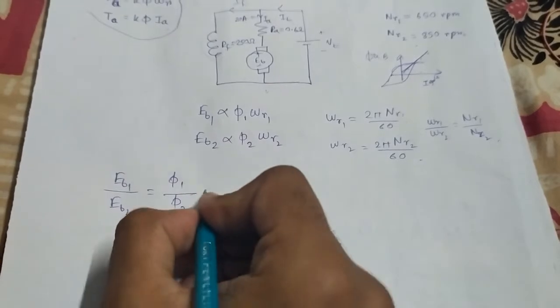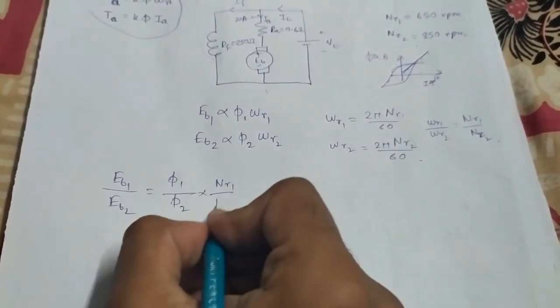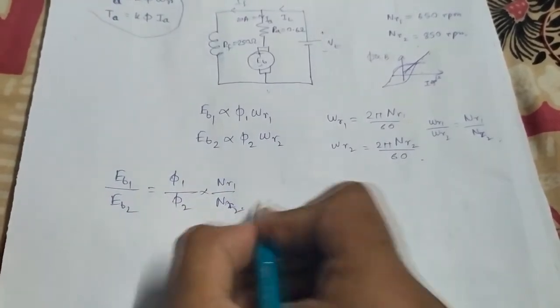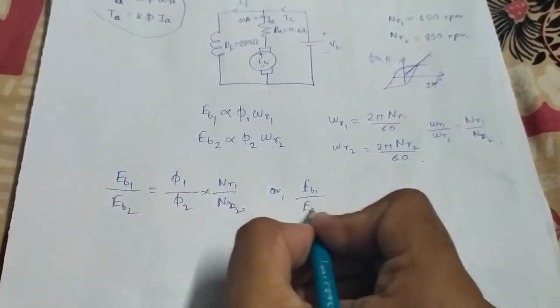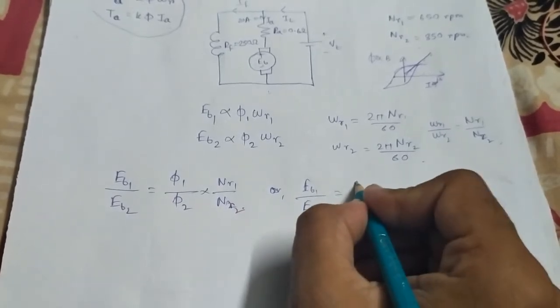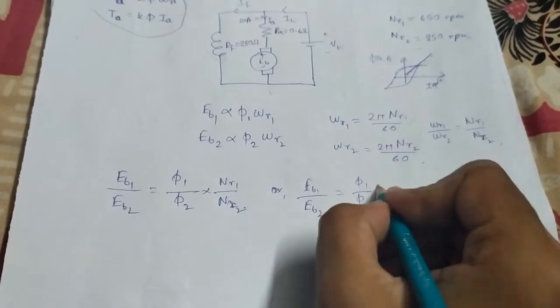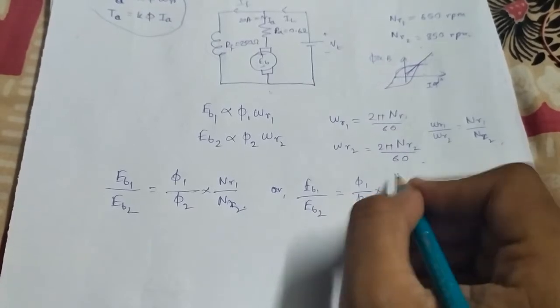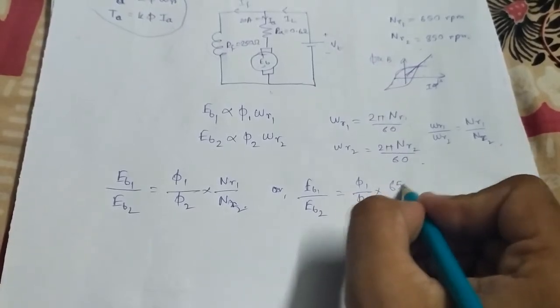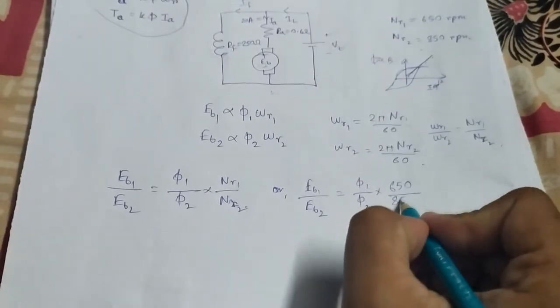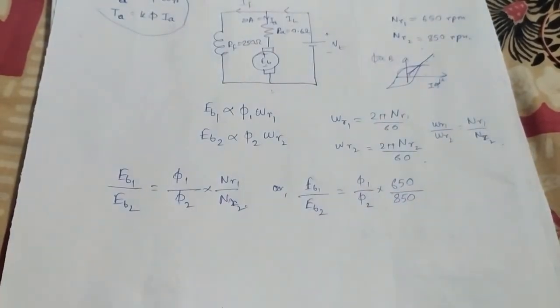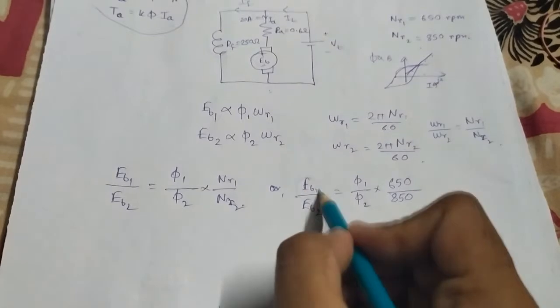And both the values are known values, Nr1 divided by Nr2, right? So EB1 divided by EB2 is equal to phi 1 divided by phi 2 into Nr1 divided by Nr2. Nr1 is 650 and Nr2 is 850, right? Now see, one more value is known, that is EB1.